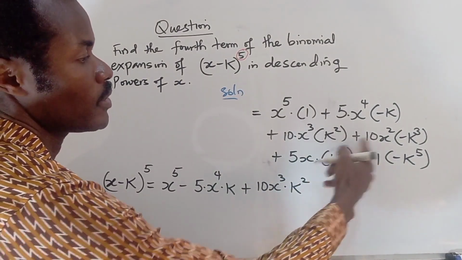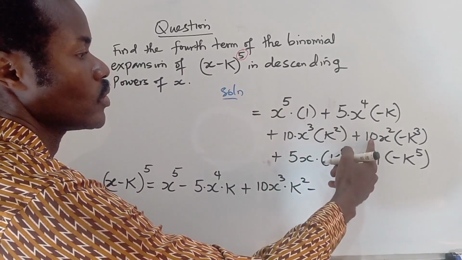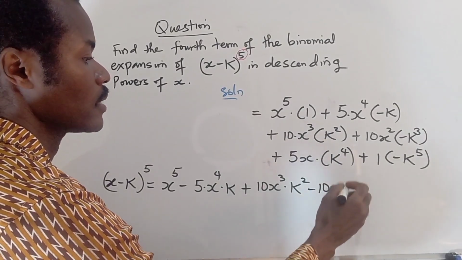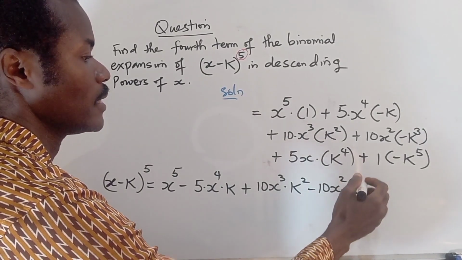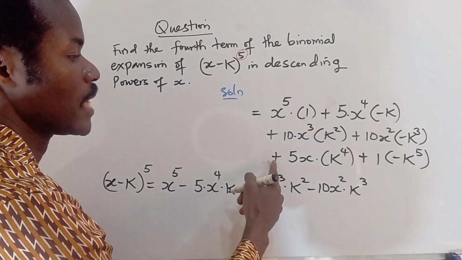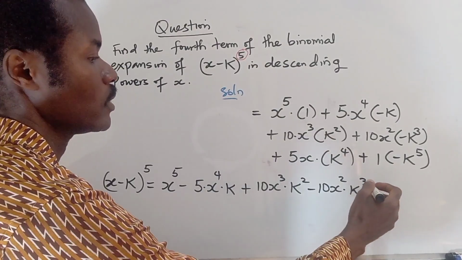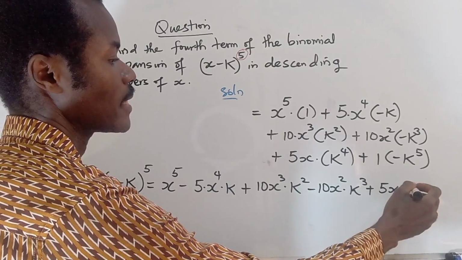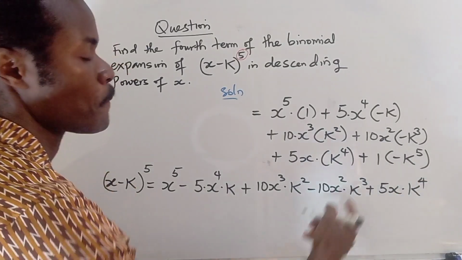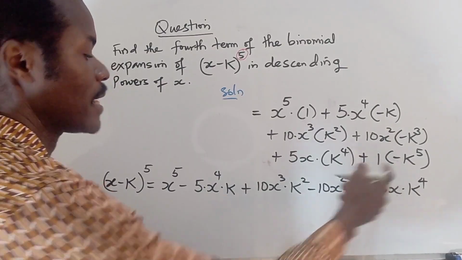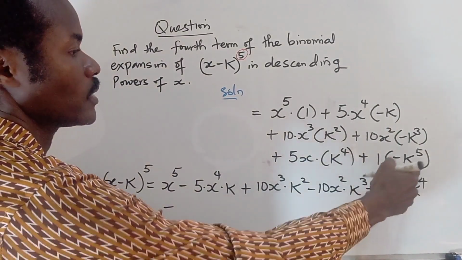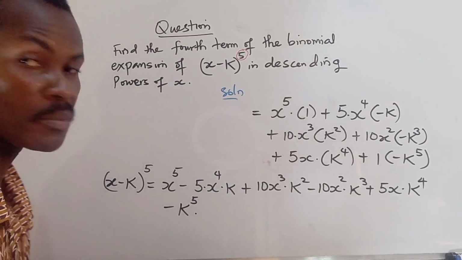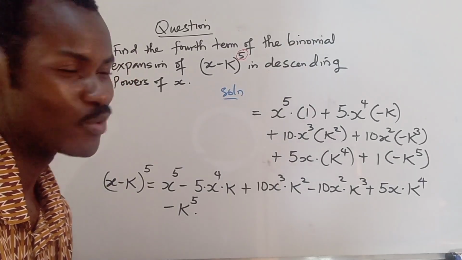And for this, plus times minus is minus 10x squared times k raised to the power of 3, so minus 10x squared multiplied by k raised to the power of 3. Now this is plus times all this, so we have plus 5x multiplied by k raised to the power of 4. And lastly, plus times minus is minus, and 1 times k raised to the power of 5 is k raised to the power of 5.